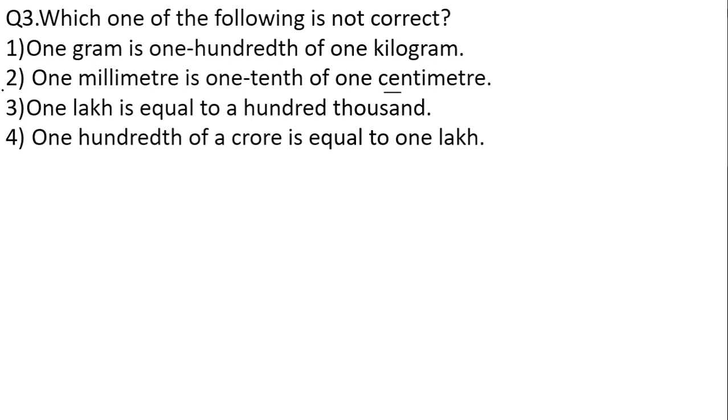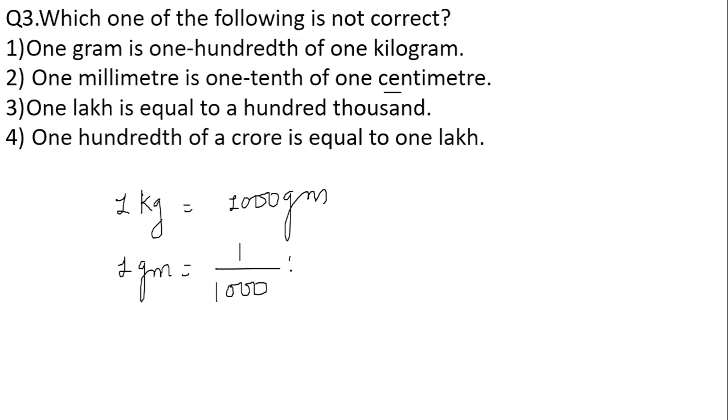So if we look at the first option only, we know in 1 kilogram there are 1000 gram. Okay, so 1 gram is equal to 1/1000 kilogram. It means 10⁻³ kilogram. Right? So this is the 1000th part of 1 kilogram, not 100th part. So this is the correct answer. This is the first statement which is incorrect.